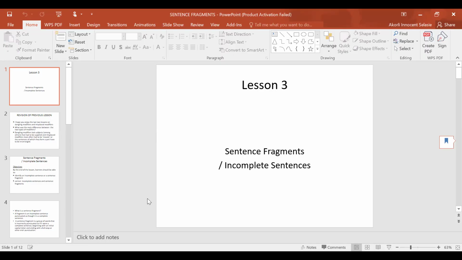Lesson 3. Sentence fragments to incomplete sentences.